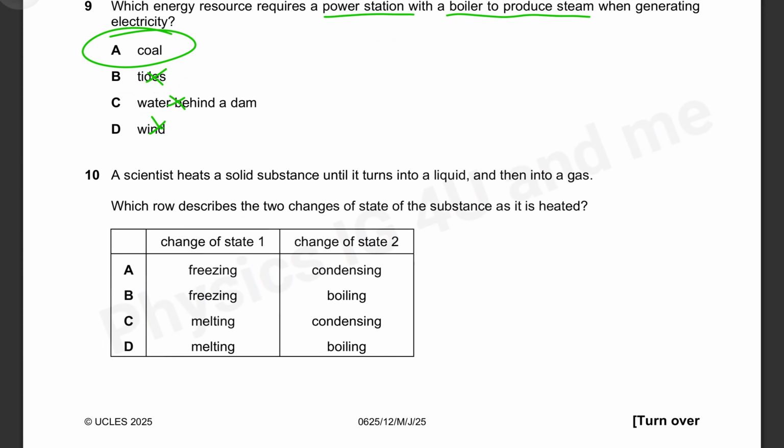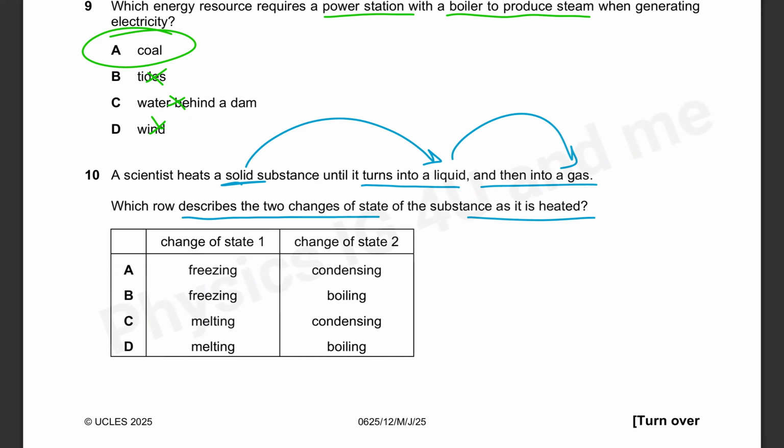Question 10. A scientist heats a solid substance until it turns into a liquid. So from solid to liquid. Then into a gas. Now from liquid to gas. They want which row describes the two changes of state when it is heated.